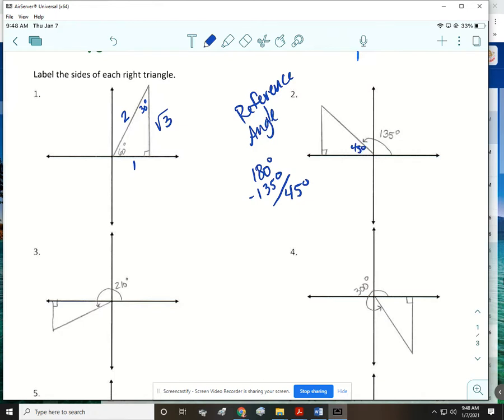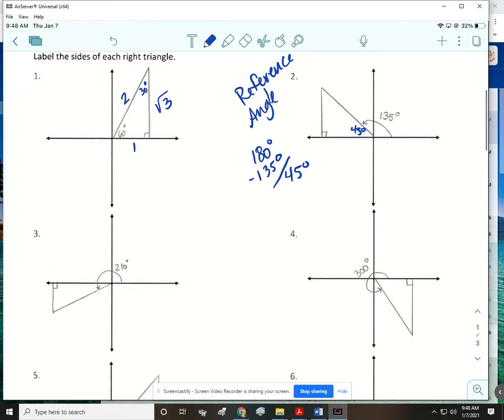Now that is not how you do it on number 3, and that is not how you do it on number 4. It just depends on what quadrant you're in. So we will get 45 degrees, and then on 45, 45, 90, both of the legs are 1, and the hypotenuse is the square root of 2.